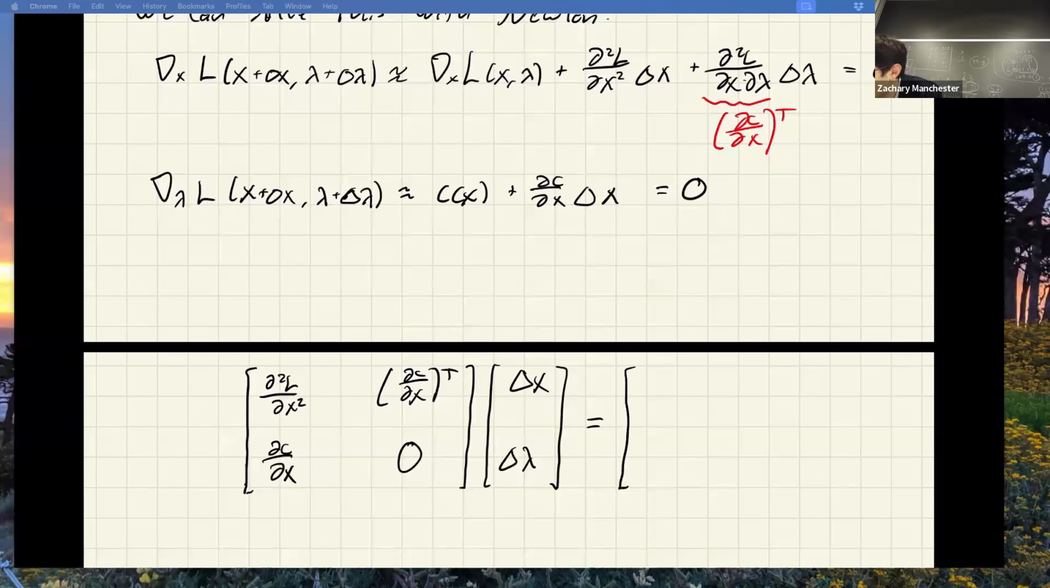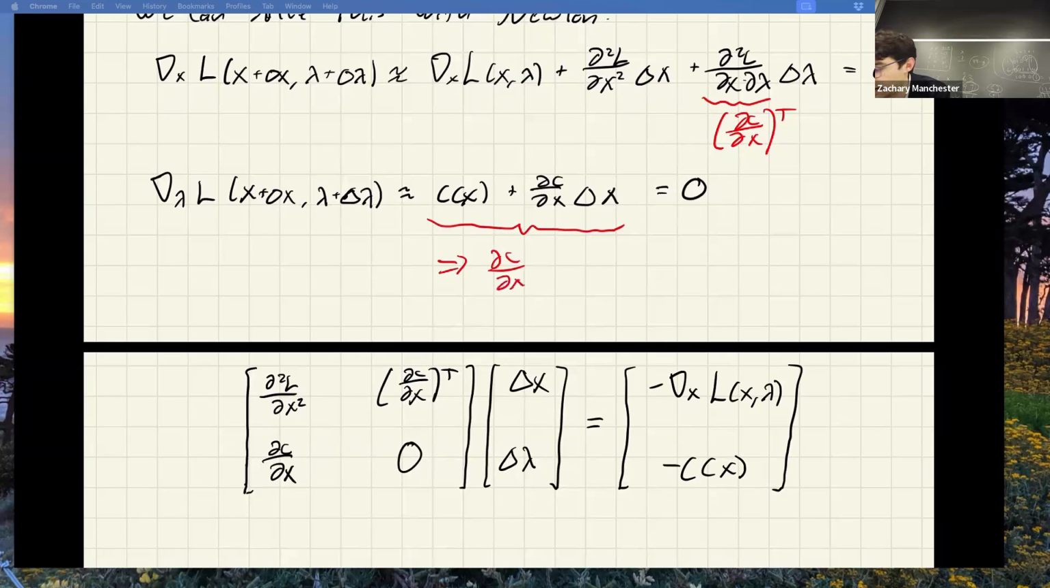equals minus the gradient with respect to x of this guy, and then the constraint violation. This comes from up here; if I rewrite this, it gives me the usual Newton step on the constraint. That's how I got that second line. So this is just me rewriting that Taylor expansion and solving for delta x, delta lambda, which is what we do in Newton. So that's the Newton step.